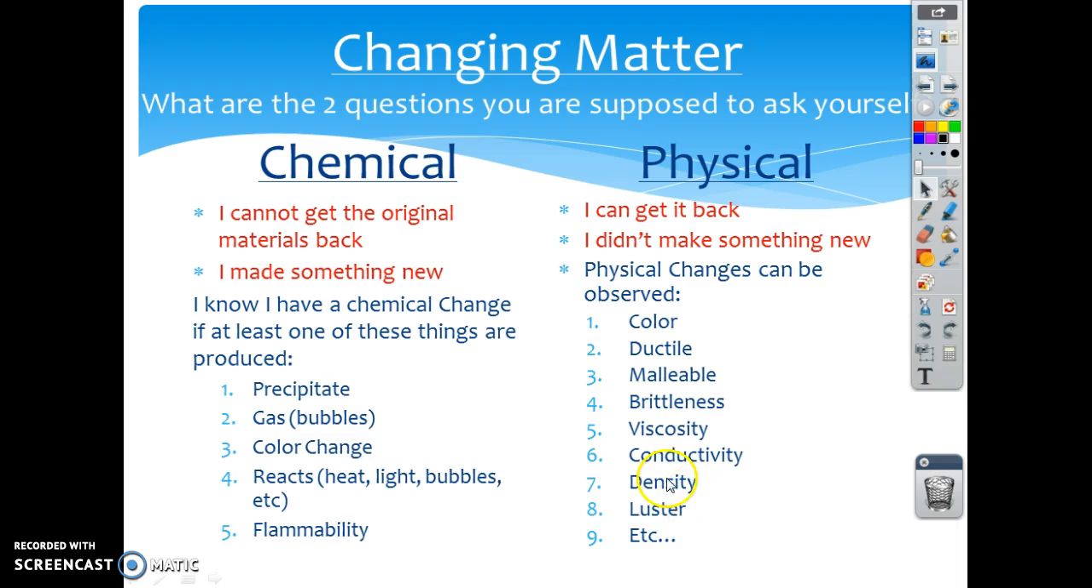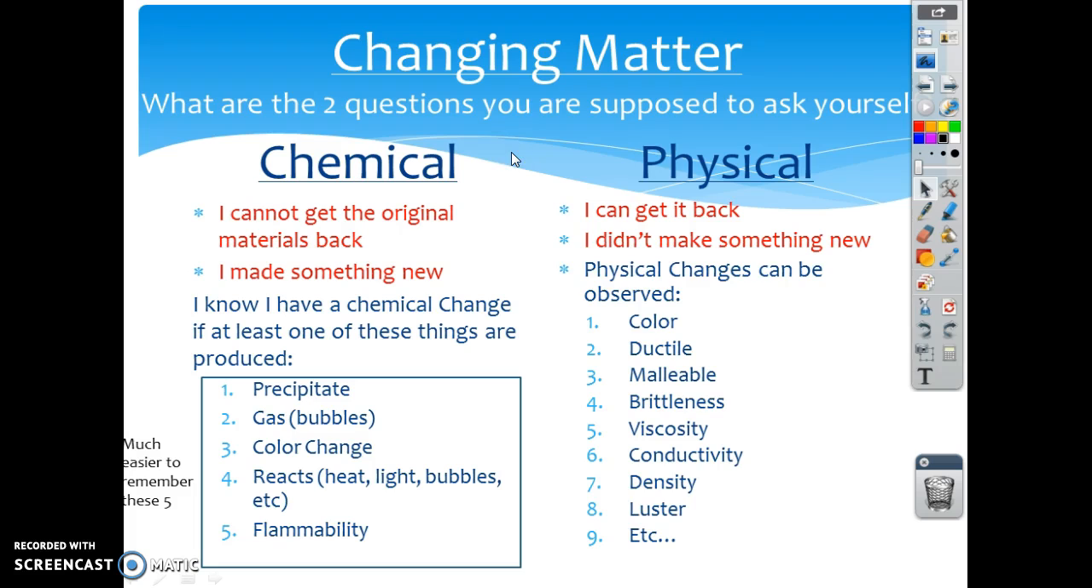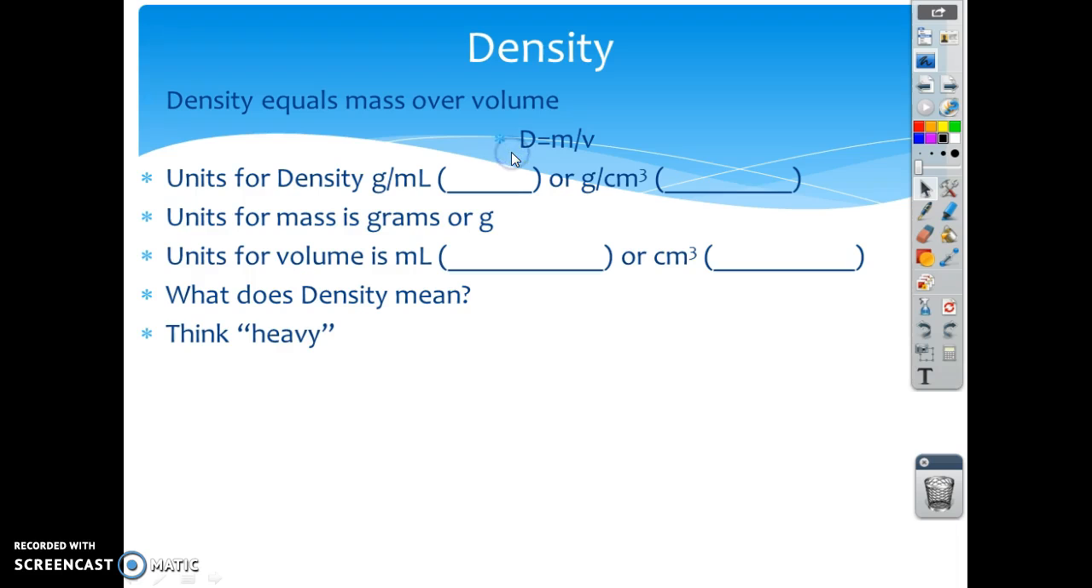So the best way to approach this is to remember these easy 5 things over here, because if any of these were produced, it was definitely a chemical change. If not, it was most likely physical, but don't forget to ask yourself those quick, easy questions. Can I get it back, and did I make something new? Great questions to ask yourself for chemical and physical changes. Okay. Those are circled because that's the easiest way to remember what chemical changes are. So much easier to remember those 5 than to remember the 9 on the other side.